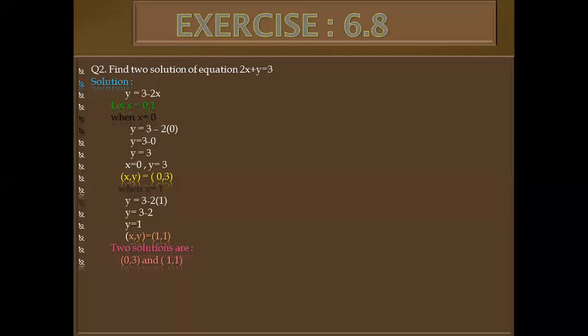Y is equal to 3 minus 2x, because they didn't bound that only these values you can take. They told us to find 2 solutions. So if the equation is in the form of variables, then we have infinite solutions.